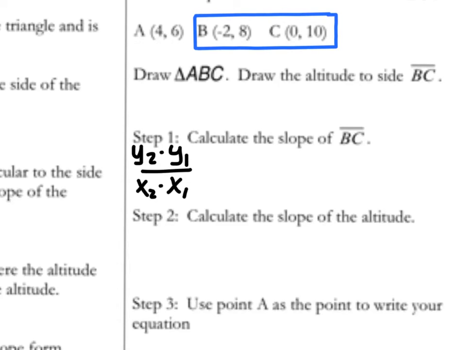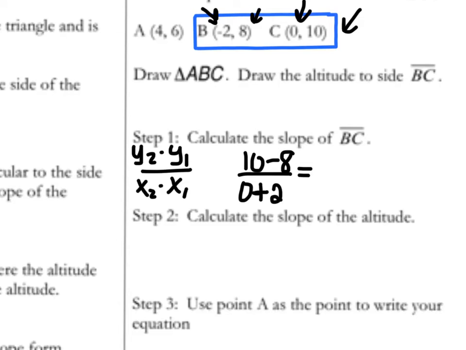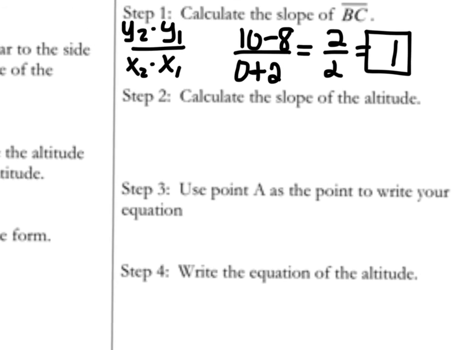All right, so we got 10 minus 8 over 0 minus 2. Minus -2, my bad. So minus -2 is going to be plus 2. All right, 10 minus 8 is 2 over 2, which is 1. Okay, so that is the slope of my segment, and now I need to find the perpendicular slope because I'm writing the equation of the perpendicular line.